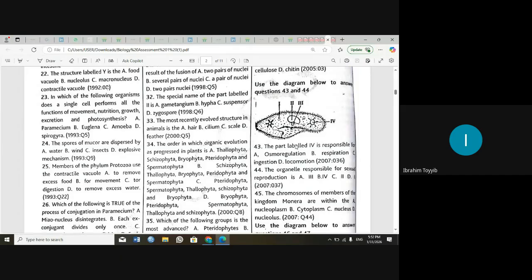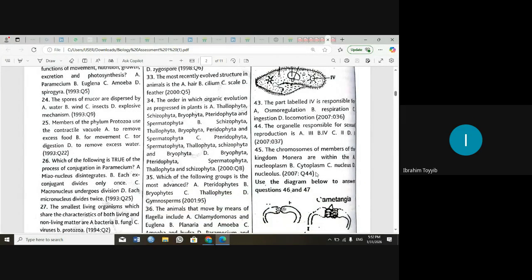The part labeled 4 is the contractile vacuole. It is responsible for osmoregulation, the process of maintaining salt and water balance in the organism. Osmoregulation is a form of excretion. In human beings, it is done by the kidney. But in unicellular organisms like paramecium, it's done by the contractile vacuole.